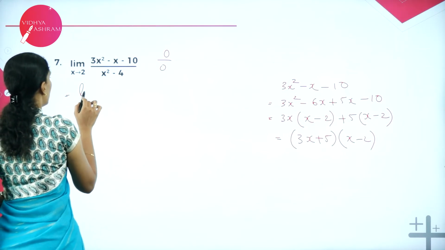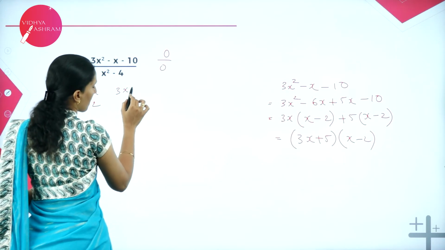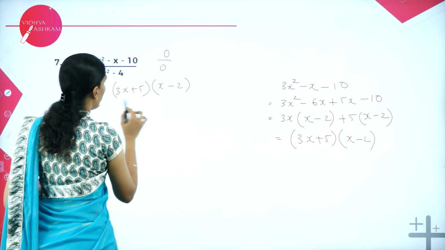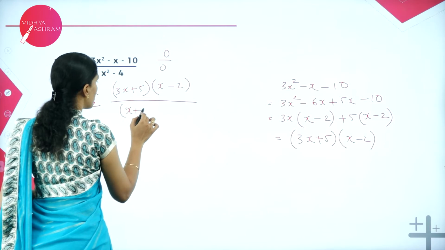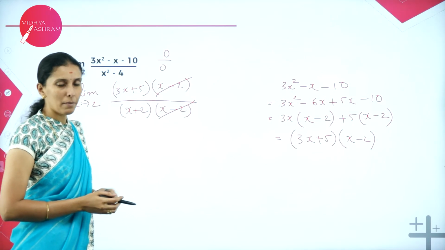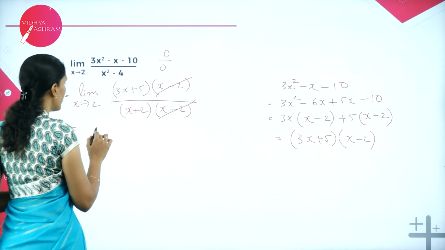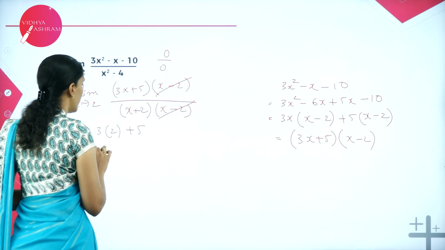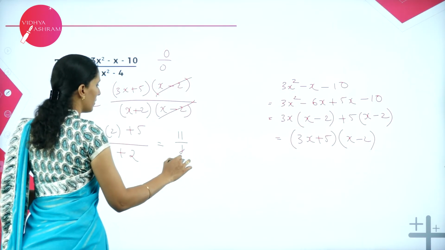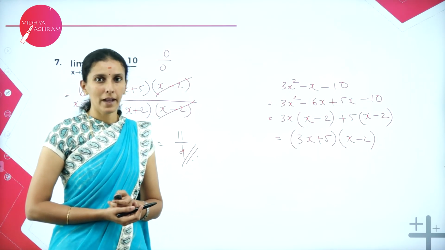So limit x tends to 2, this can be written as 3x plus 5 into x minus 2, divided by x plus 2 into x minus 2. Clearly we can cancel it now. Now if you apply the limit, it does not take an indeterminate form. So apply the limit: 3 into 2 plus 5 divided by 2 plus 2, which is 6 plus 5, 11, divided by 4. So the limit of the function is 11 by 4.